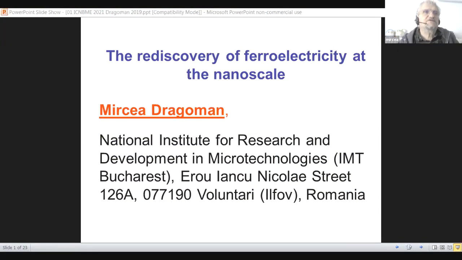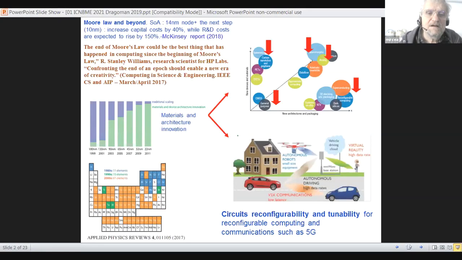It is a pleasure to participate in this conference, the third or fourth time. My talk is about ferroelectricity at the nanoscale. In principle, this is a talk about nanoelectronics and how new materials are influencing the development of nanoelectronics.